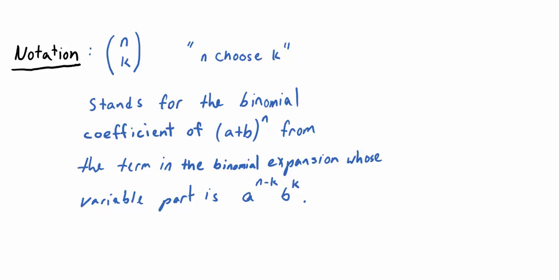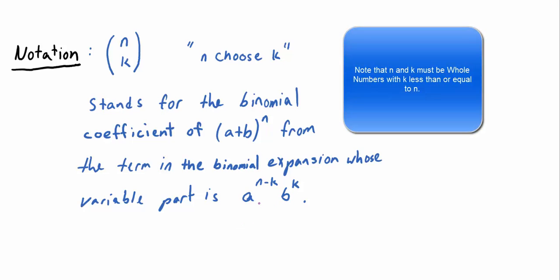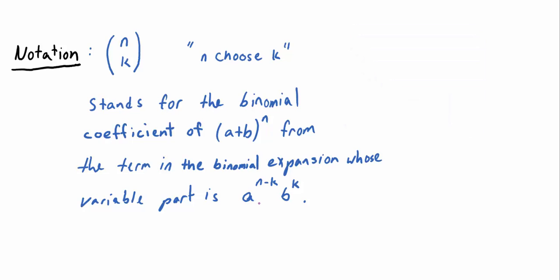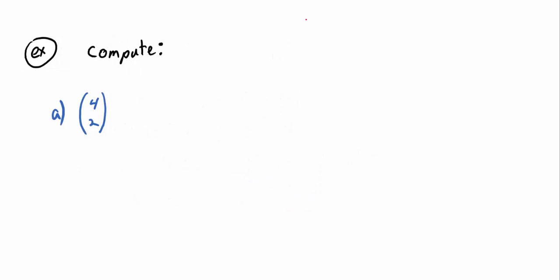And it's just notation, it stands for the binomial coefficient of a plus b to the n from the term in the expansion whose variable part is a to the n minus k times b to the k. You'll see this a little better when we write out what's called the binomial theorem. But just keep that in mind for now. I'm going to come back to where this comes from in a minute. So without using a calculator or a formula that you might have learned in another class, compute 4, choose 2.